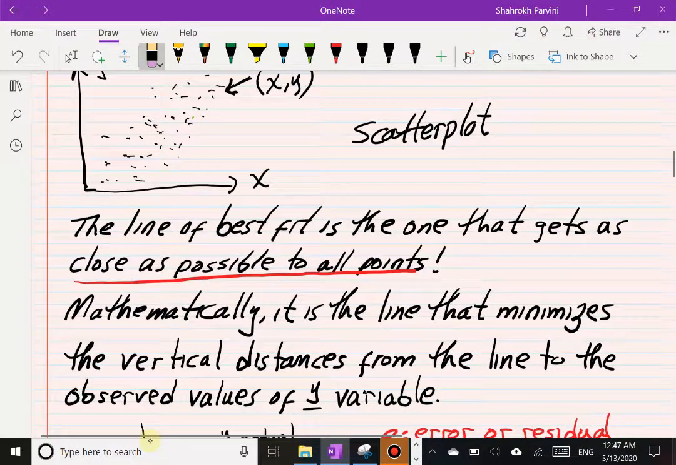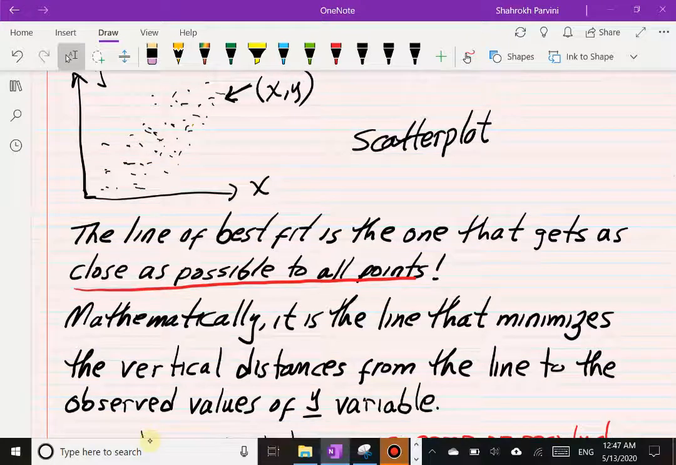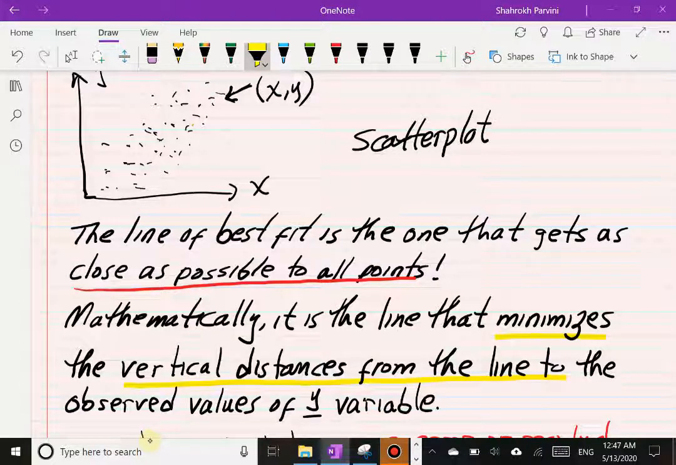So now, getting into the mathematics of it. In terms of mathematics, the best line of fit is the one that minimizes the vertical distances from the line to the observed value. I'll show you in a moment what we mean by that. The line here, by the way, is the regression line.